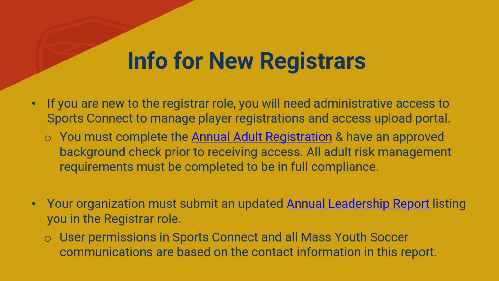In order to obtain this increased access, you personally need to complete your annual adult registration and complete all risk management requirements. Additionally, your organization needs to submit an updated annual leadership report by August 15th each year, listing you as registrar. Your user permissions in Sports Connect will be updated once the leadership form is received and your adult registration requirements are met. Please note that an updated leadership report can be submitted at any time throughout the year, should your organization have a change in roles at any time.